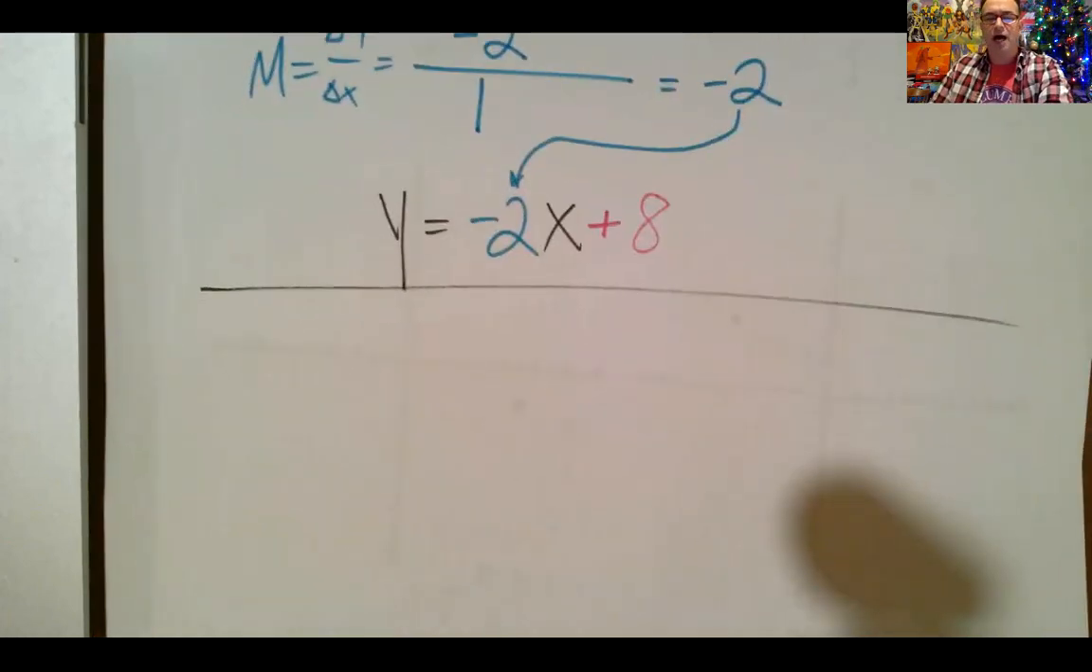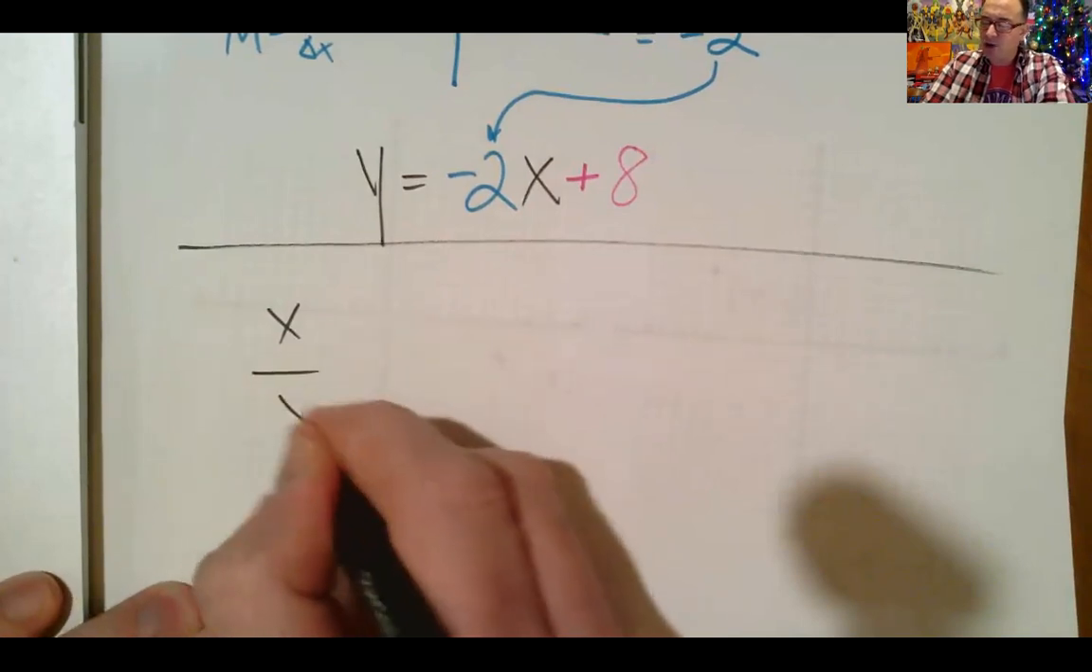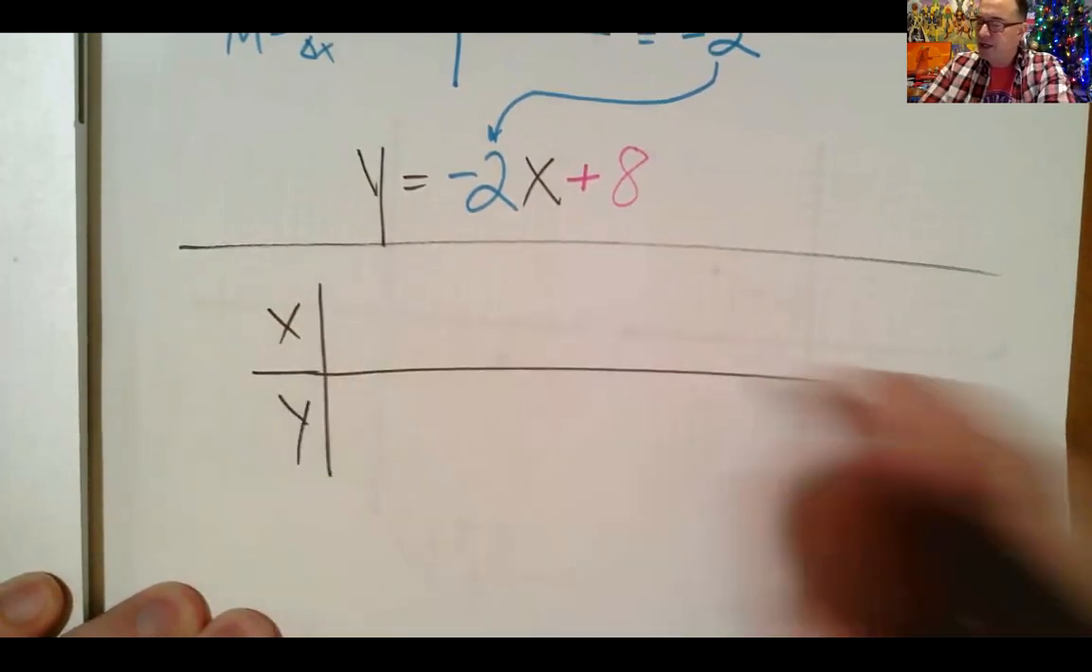Okay, so I'm going to do right over here. Let's go. Here's our X. Here's our Y. Let's go across here.